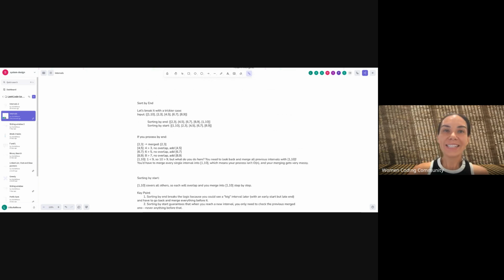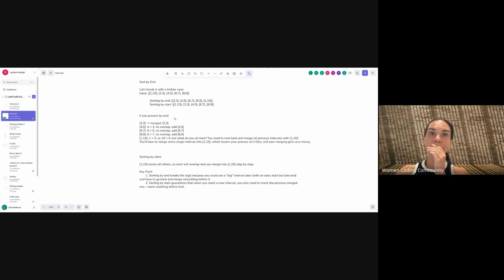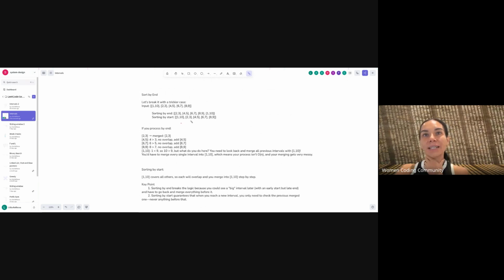Okay, let's try again to come back to why it would be a bad idea to sort them by end. I took another example, because with this example it's not really workable. If we take this tricky input and sort by end, the list will look like this. But if we sort them by start, it will look like this. Now let's process by the end.